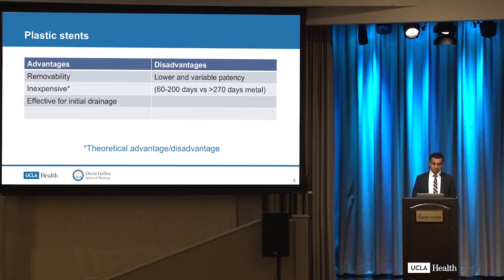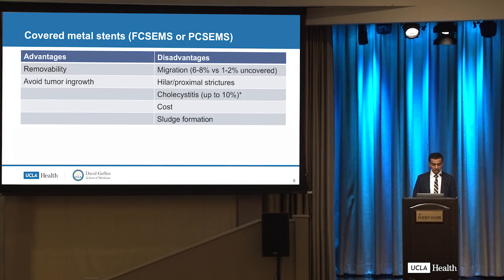So what are the advantages of plastic stents? The removability, they're very easy to remove. They tend to be inexpensive, but there's an asterisk there, so we'll talk about the cost benefits. And they are quite effective for initial drainage. The disadvantages are the lower and variable patency, and in studies, the ranges have been reported from 60 to 200 days. In fact, in a study performed at our own center, it was down to 49 days versus over 270 days for metal stents.